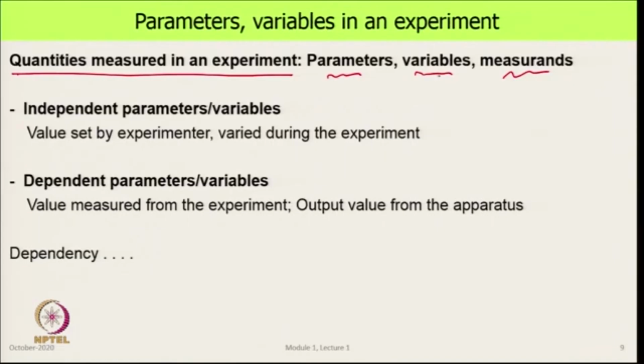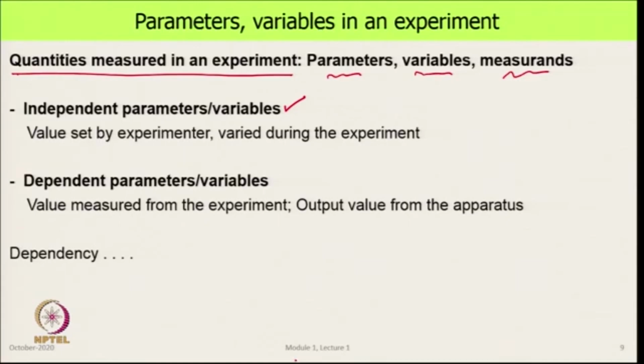Sometimes we will use this, sometimes we use this, sometimes we will use this, but we know what we are meaning by that: a quantity that is measured in an experiment. And there are two types; within that we can have two subclasses. One is called the independent parameter or the independent variable. This is a parameter whose value the experimenter will set.